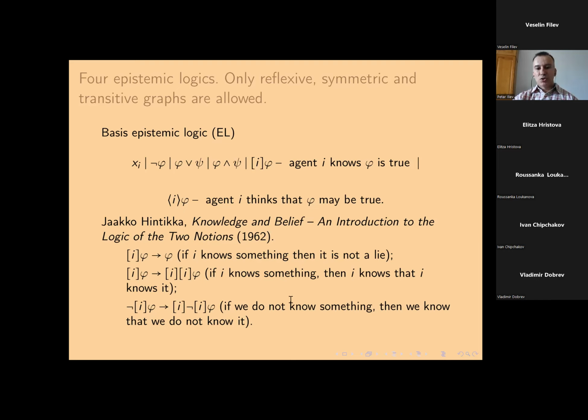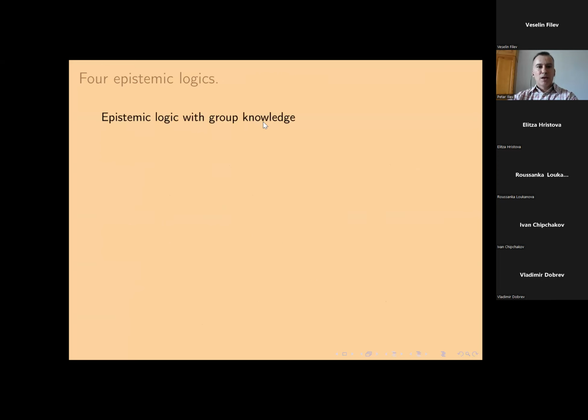And if you don't know something, then you know that you don't know it. If you stipulate that these requirements be valid in your frames and models, then you are forced to work only with reflexive, symmetric, and transitive graphs. This can be established formally, but I'm not doing this. Epistemic logic is a huge industry at the moment.